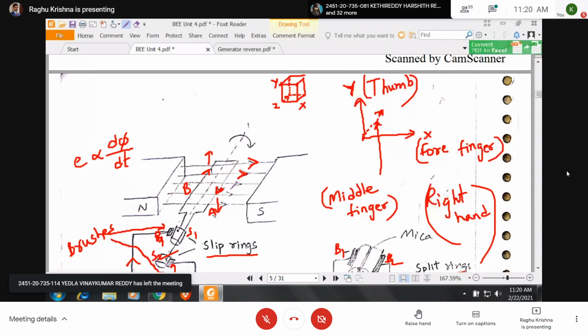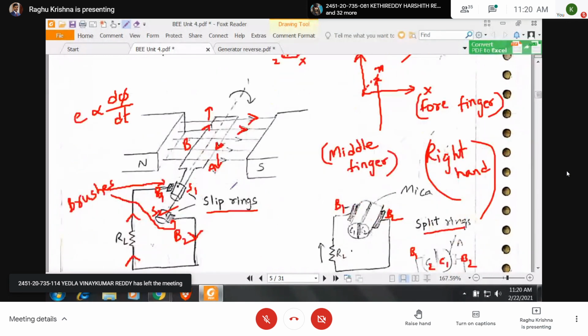Now let us see the direction of the current through the external RL. Let us take S1 and S2 as the two slip rings. The conductor B is always connected to slip ring 1, and the conductor A is always connected to slip ring 2. Is it clear? The brushes you can take as B1 and B2. Now you can see the direction of the current. This is the direction of the current, and in this diagram it is upwards.